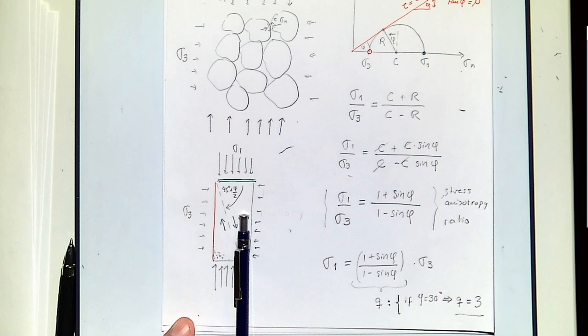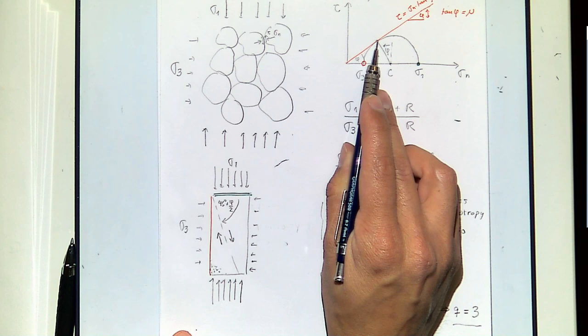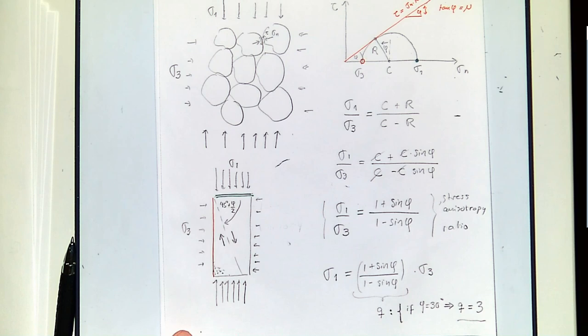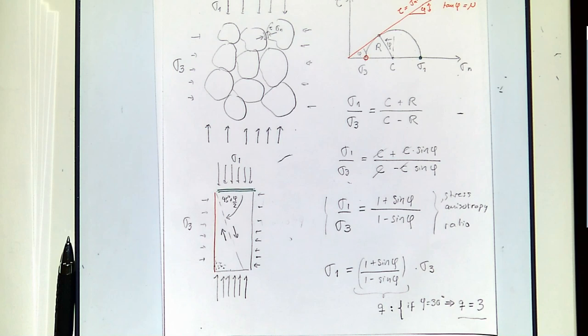That's why all these rocks always fail at sort of a steep angle, because this is the plane at which the shear failure line meets the Mohr circle. And usually this angle, I'm not going to put any names, but it's the angle that you measure in this kind of test. And for example, if you had a normal fault, the dip of that normal fault will be that angle.